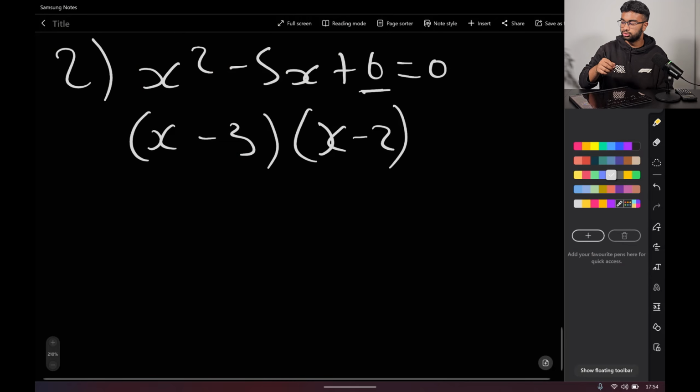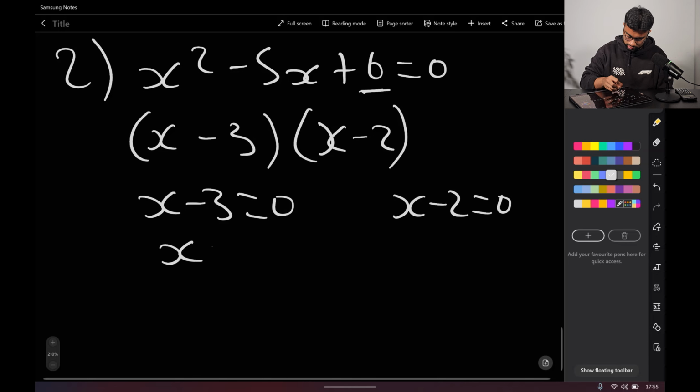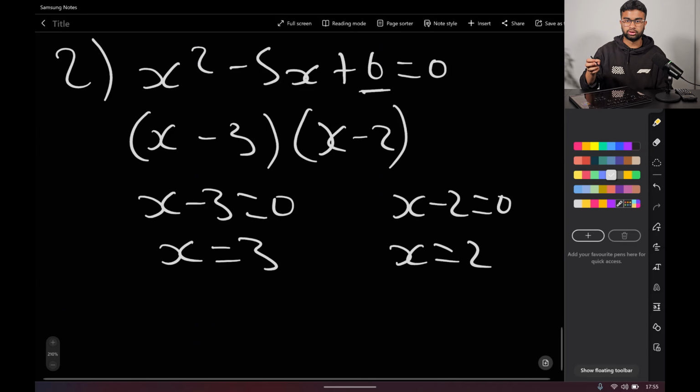And now we're not done yet. We factorized it, but we're also told to solve it. And we know that each of these is equal to 0. So x minus 3 is equal to 0 and x minus 2 is equal to 0. We can just do rearranging to get x equals 3 and x equals 2. So we've solved and factorized this equation.